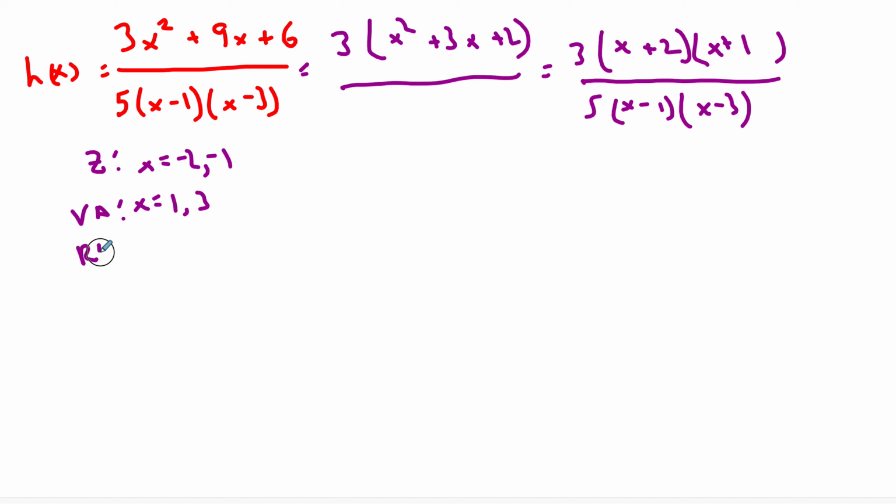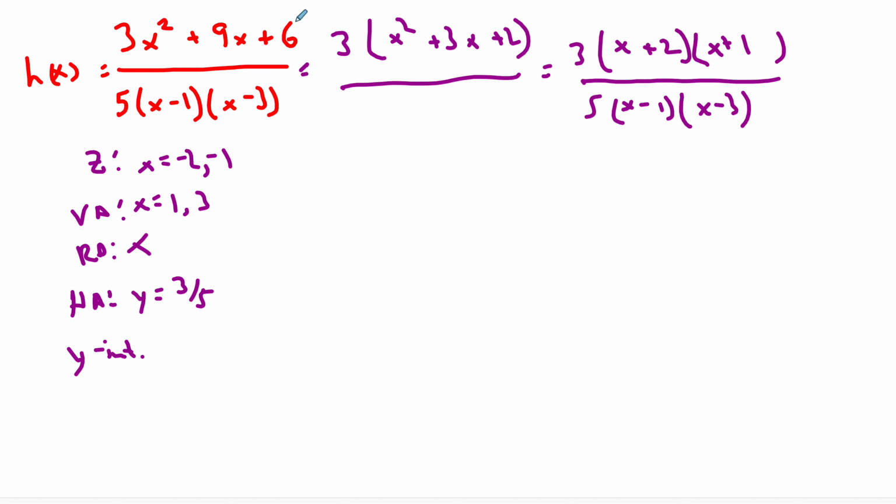There are no removable discontinuities, so we don't need to worry about that. The degree here, x squared, this is x squared, is the same. So that means it does have a horizontal asymptote, and that is at y equals 3/5, which means the end behavior is going to be the same, 3/5. We also need to figure out the y-intercept. That's going to be a useful feature.